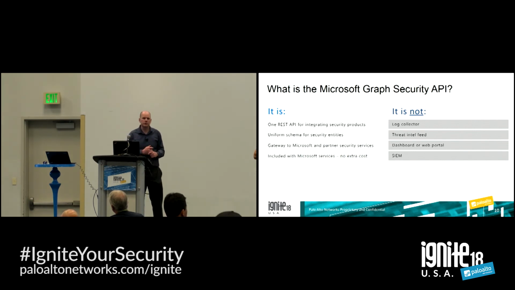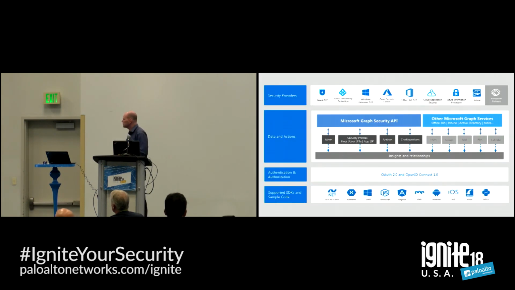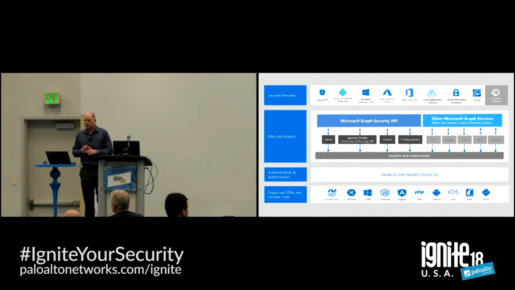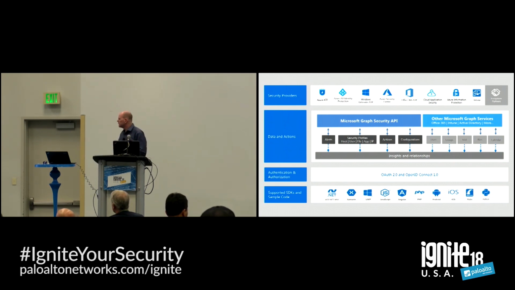And of course, we're encouraging third parties to use this API to augment their existing UIs. And it's not a SIEM system. So here's a little architecture slide that describes what it is. It is part of the Microsoft Graph. The Microsoft Graph is Microsoft's one API surface to interact with all of our products and services. It's been around for about 2 or 3 years, and it's expanding all the time.